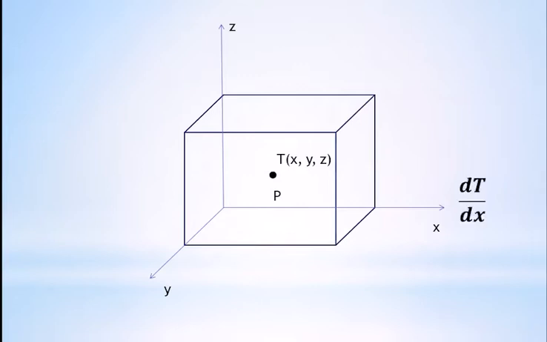So we can represent it by dT by dx, right? If the particle is moving in x direction, then we represent the change in temperature mathematically by dT by dx. And if the particle moves in y direction, then how much change do we get in temperature? So we show it by dT by dy. Similarly, if the particle moves in z direction, then we can understand the temperature change in z direction by dT by dz. Is it right?